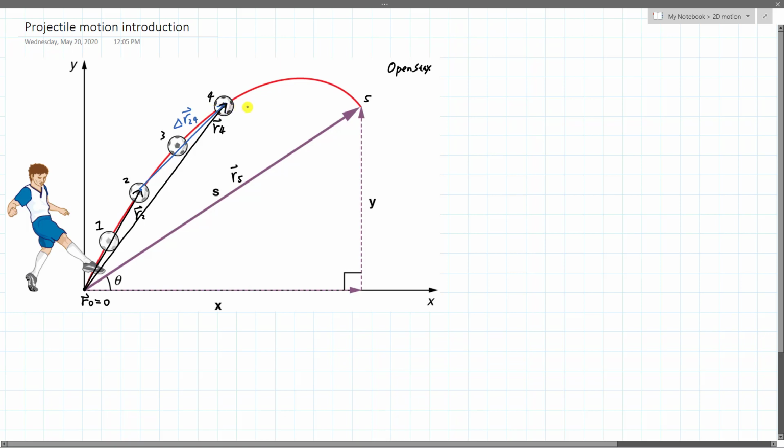And then from 4 to 5, the average velocity, the change in position, is this. Kind of horizontal, but not necessarily horizontal. This is delta R4,5, from 4 to 5. So the velocity will point in this direction, the average velocity. Remember, average velocity doesn't tell you exactly what's going on at the instant. On average between these positions, the ball was moving to the right.